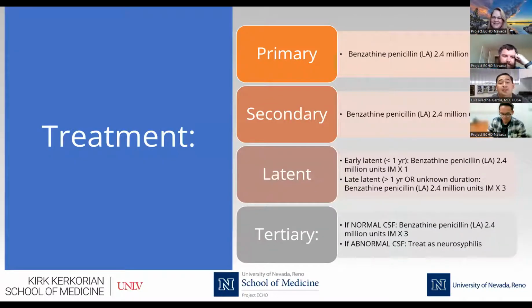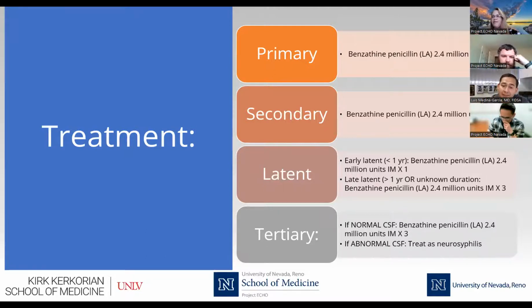So treatment, you divide it by stage. Primary, you have benzathine penicillin LA, which is the long-acting, and you give 2.4 million units intramuscularly times 1. For secondary syphilis, i.e. skin disease and sometimes kidney disease, it is the same treatment as primary disease.